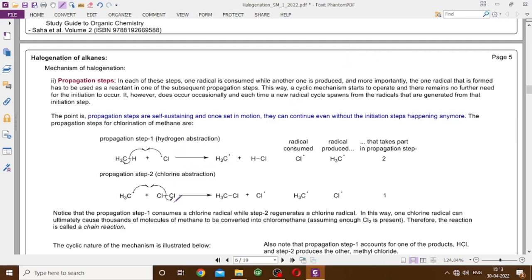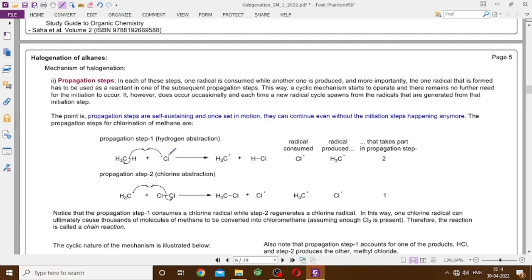As you will see, in halogenation there are only 2 propagation steps. So the radical that is being produced in the first propagation step will have to be consumed in the second propagation step. And in the second propagation step you are going to generate one free radical, again that free radical will be consumed in propagation step 1, and that is how the cyclic mechanism operates. So the propagation steps are self-sustaining once you set them in motion.